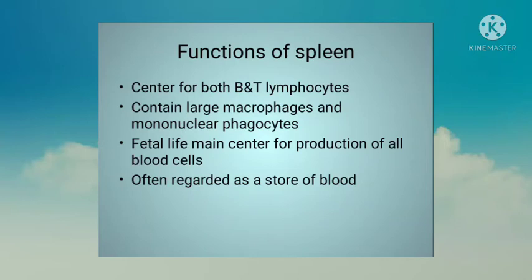In the spleen, the main function of these cells is the destruction of red blood corpuscles that have completed their useful lives. In fetal life, the spleen is a center for production of all blood cells. In later life, only lymphocytes are produced here. The spleen is often regarded as a store of blood that can be thrown into the circulation when required. This function is much less important in man than in some other species.